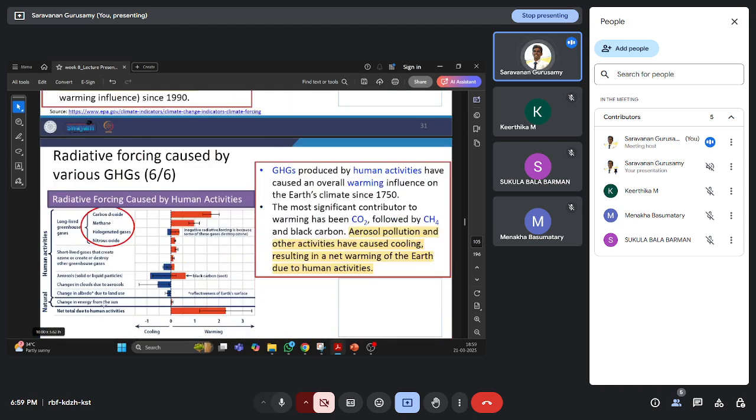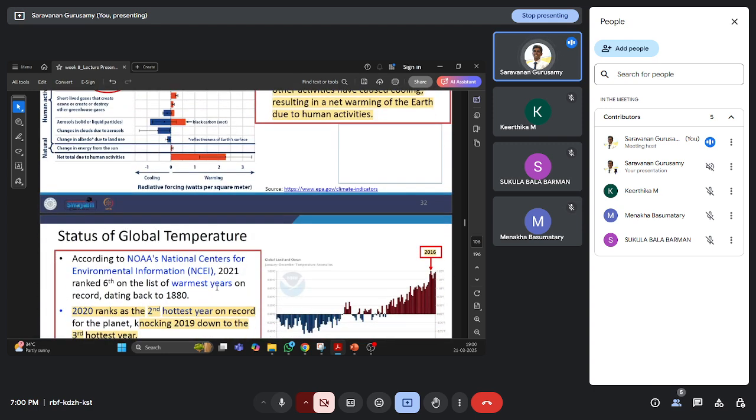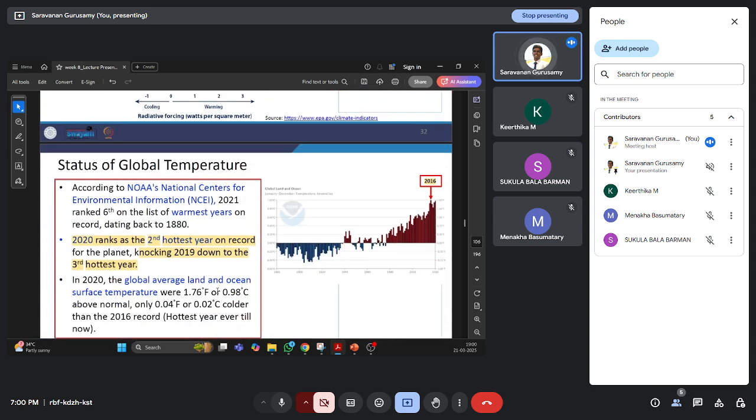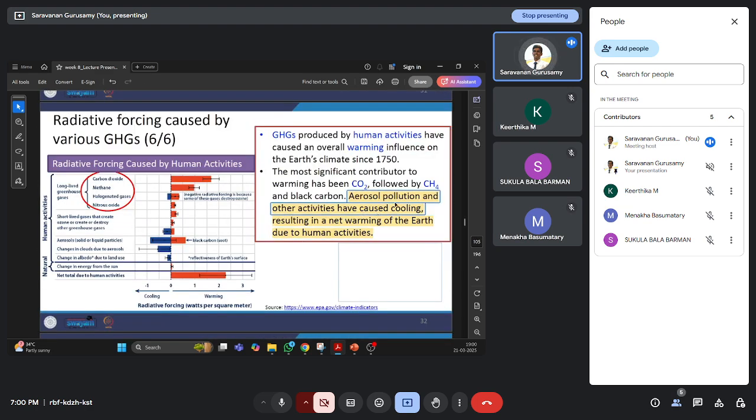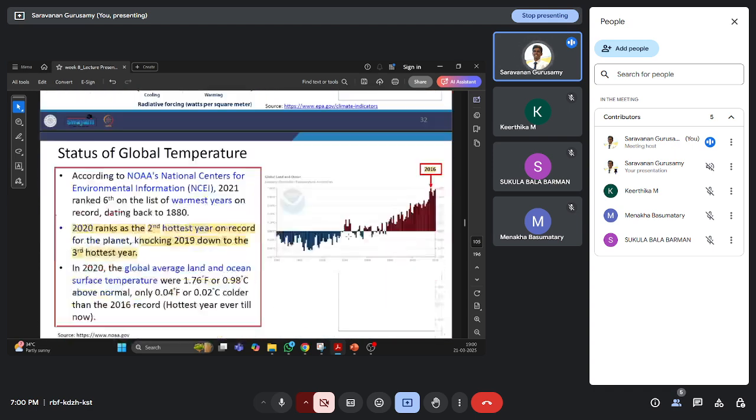So we need to prepare strategies to reduce greenhouse gas emissions. Also, we have to protect the earth from global warming. So why does it need to be protected? Because I am going to talk about the impact of global warming. You can see here, aerosol pollution and other effects have a cooling effect, resulting in net warming of the Earth's surface due to human activities.